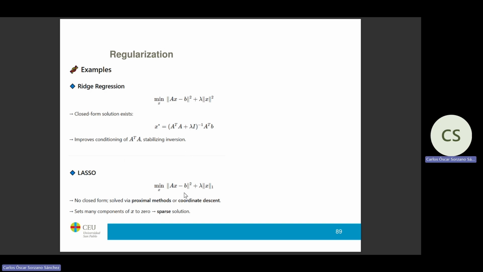And lasso regression is like this one, but instead of the L2 norm, it is the L1 norm. And now there is no closed form solution, and you can solve it with any one of the methods that we have seen, these proximal methods, coordinate descent. At the end, this one will tend to make many of the components zero, except a few ones. This one doesn't promote that property; it promotes that the x take small values, but it doesn't force them to be zero.